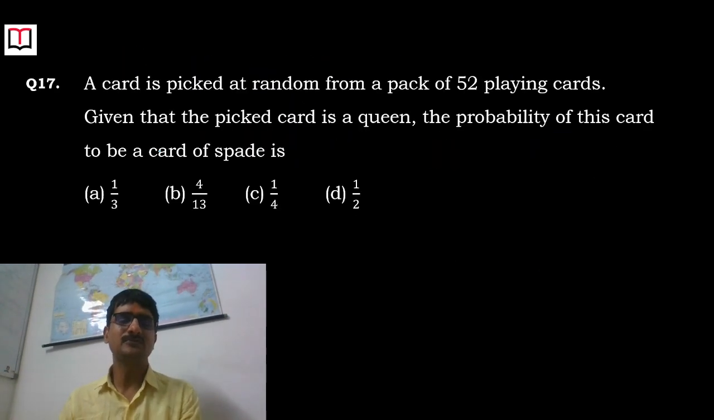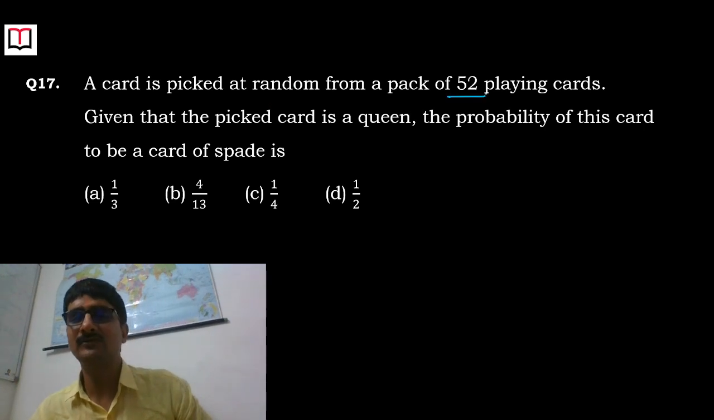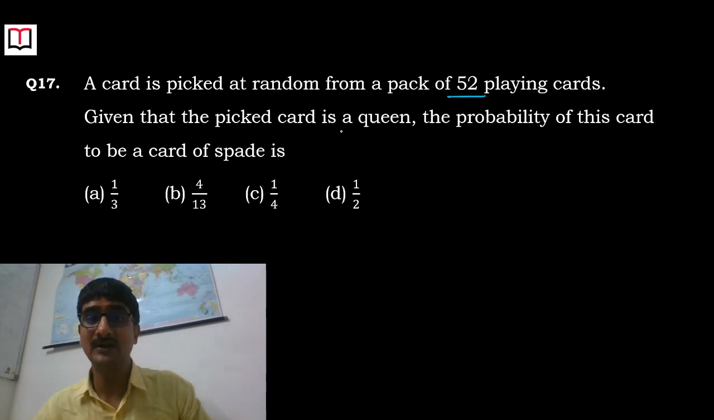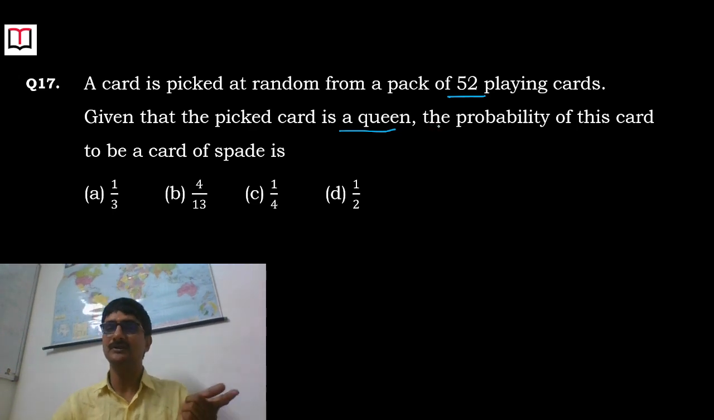Now moving to question 17. A card is picked at random from a pack of 52 playing cards. Given that the picked card is a queen, given it is a queen card, the probability of this card to be a card of a spade.